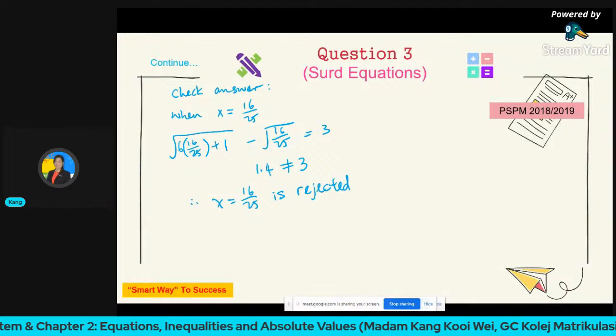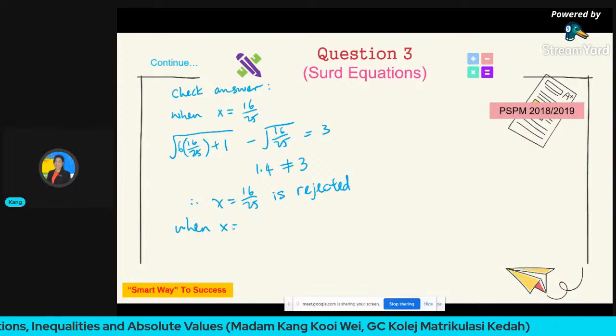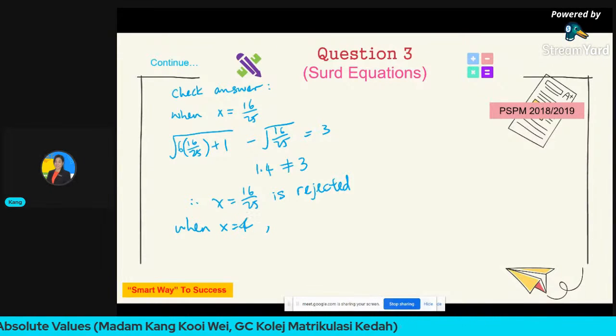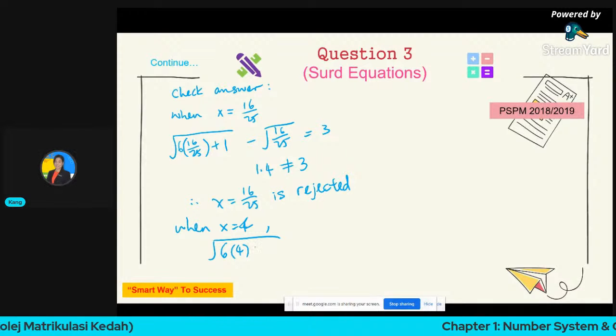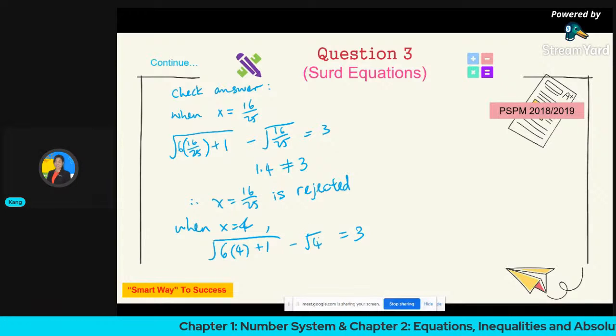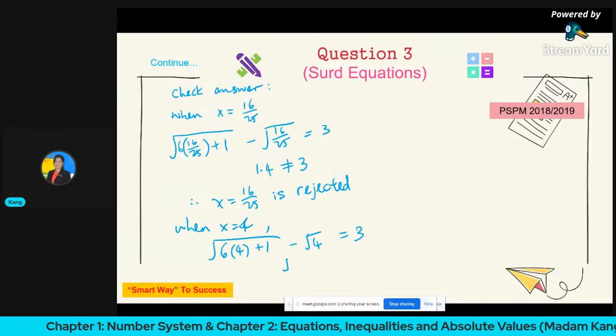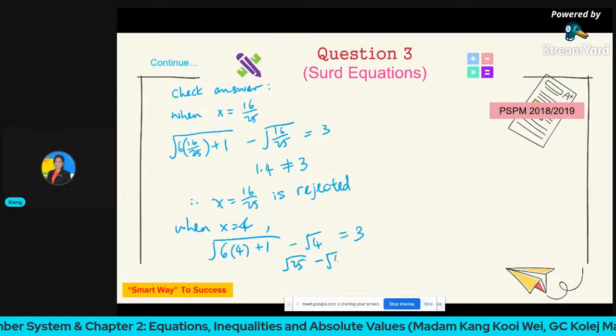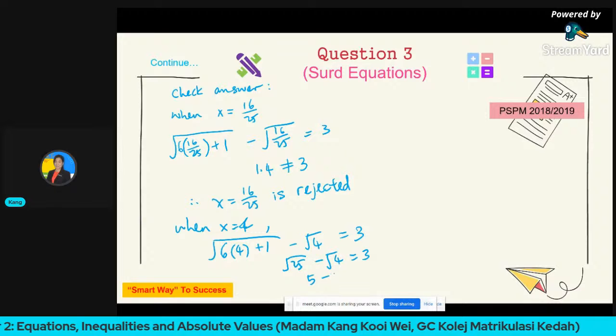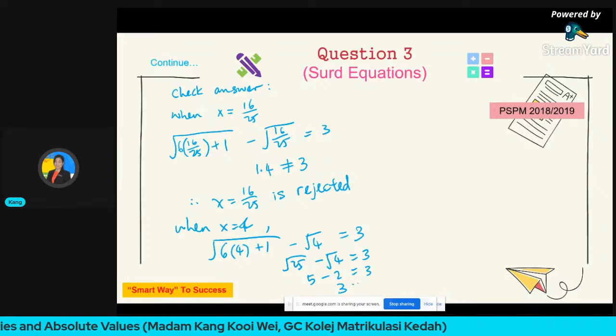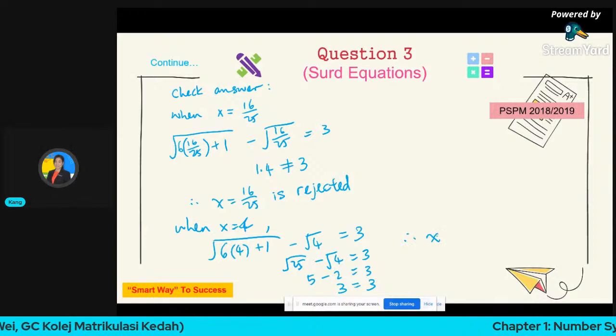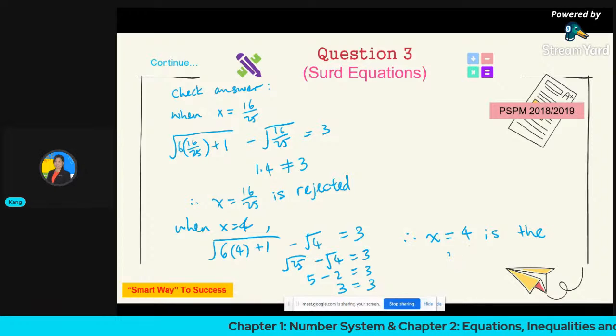Okay, then we need to check when our x equal to 4. x equal to 4, substitute into the equation in the question. Surd 6 times 4 plus 1 minus surd 4 equal to 3, the right hand side. Then you do the calculation, you get surd 25 minus surd 4 equals to 3. That is 5 minus 2 equals to 3. Then you get the right hand side equal to the left hand side. Since the right hand side equal to left hand side, you can make a conclusion: x equal to 4 is the answer.